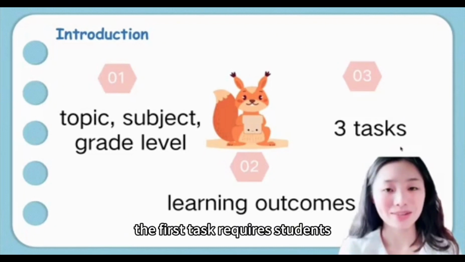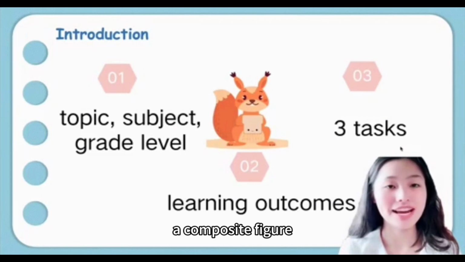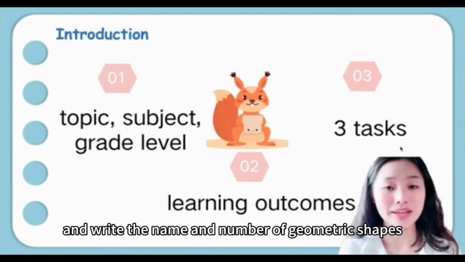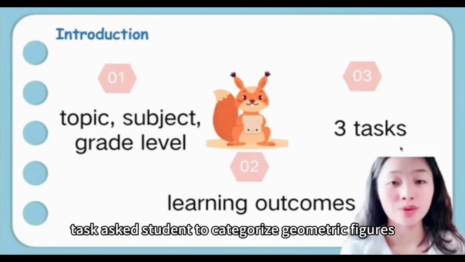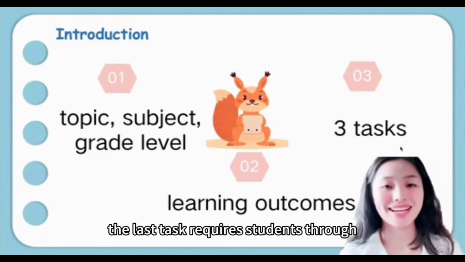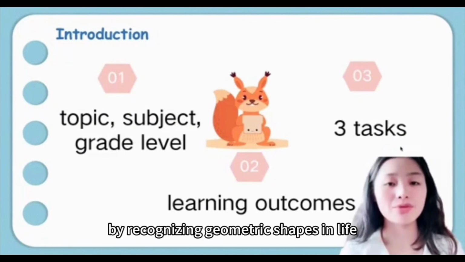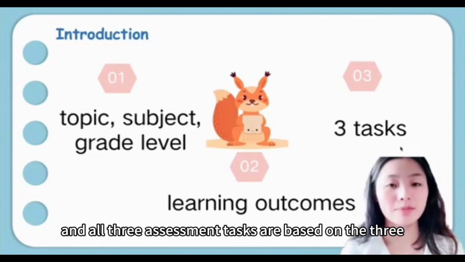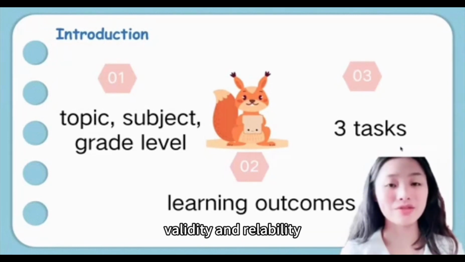The first task requires students to identify individual geometric shapes within a composite figure and write the name and number of geometric shapes. The second task asks students to categorize geometric figures according to symmetrical and asymmetrical figures and draw the figures in the table. The last task requires students to connect lines with corresponding geometric shapes by recognizing geometric shapes in life. All 3 assessment tasks are based on the 3 assessment principles of constructive alignment, validity, and reliability.